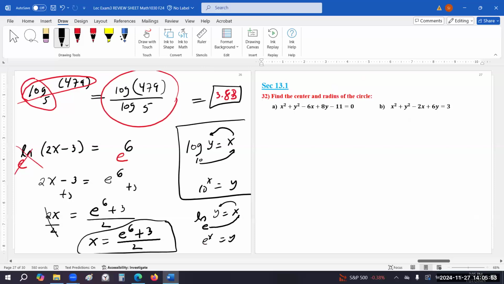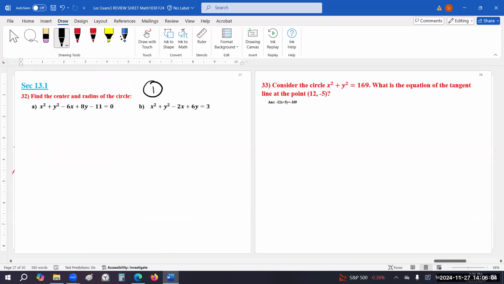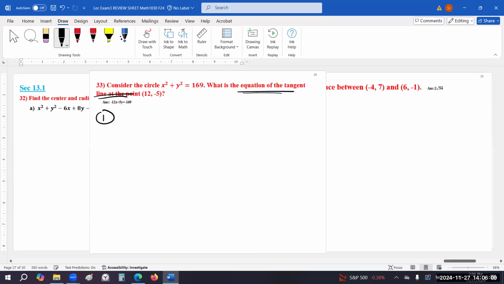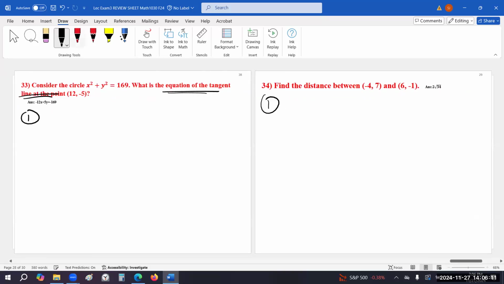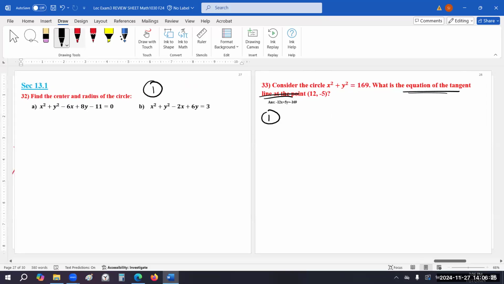Let me tell you what will be from chapter 13. One, from converting into standard form and finding the center and radius. One, from finding the equation of the tangent line. And one, the distance formula. For the tangent line, let's do this question.